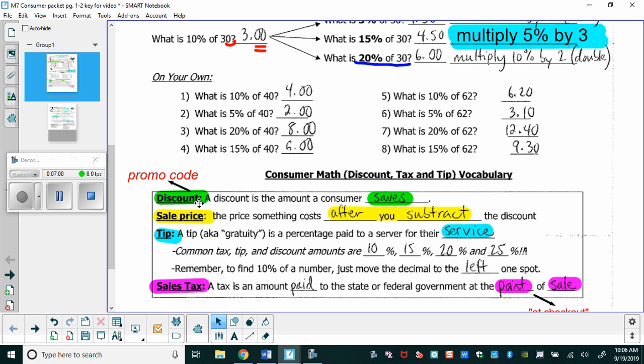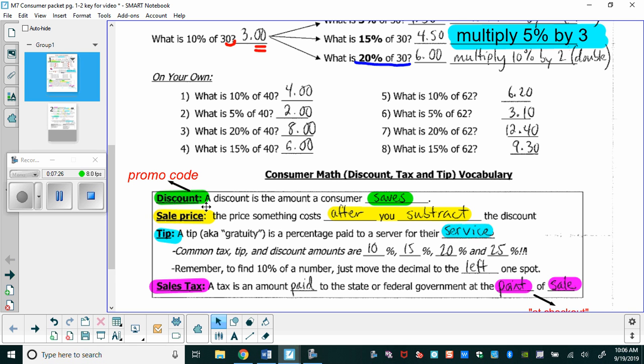So the first thing we have here is a discount. A lot of times online, it's called a promo code. You can punch in a promo code and you're going to be saving money. So again, a discount is the amount a consumer saves. We like discounts. Now the sale price is the price that it costs after you subtract the discount. So it's the price that it is when it's on sale. It's the price that you calculate after you subtract away the discount.